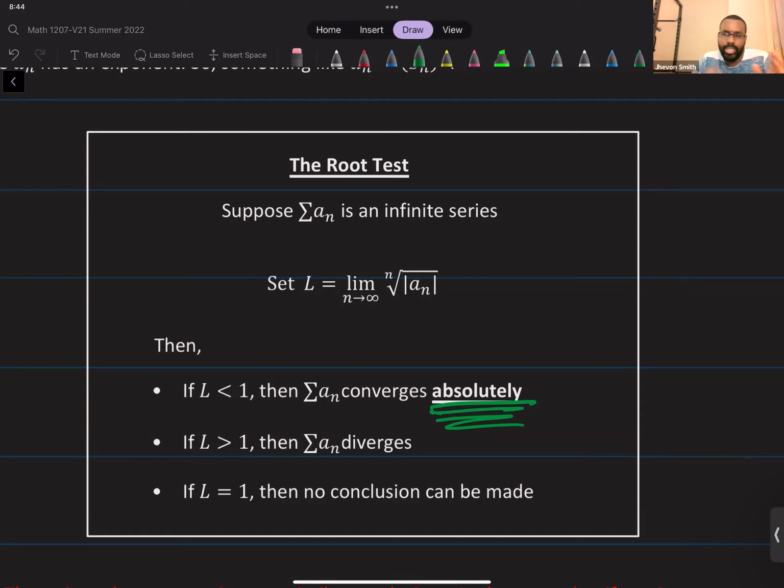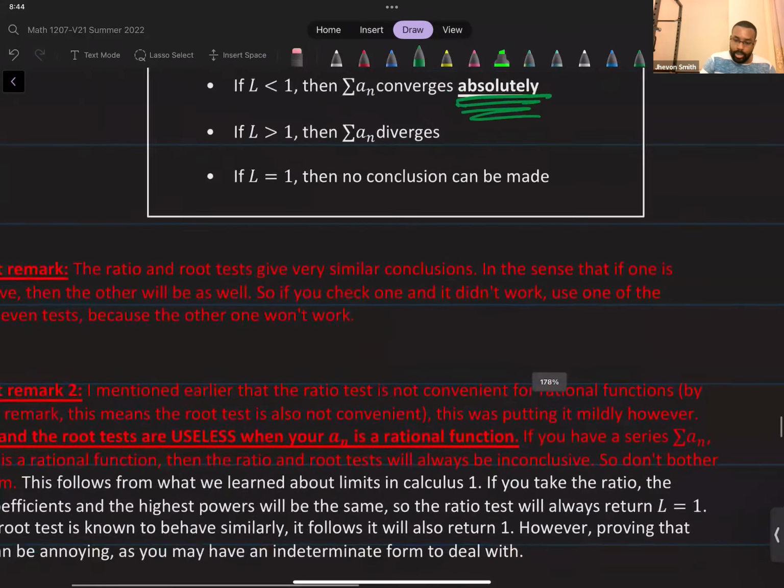So if you try the ratio test and you can't make a conclusion and you want to pick some other test to try, don't pick the root test. The root test and the ratio test will always give you the same conclusion. The root test will always give you a less than 1 when the ratio test does. It'll always give you a greater than 1 when the ratio test does. It'll always give you equal to 1 when the ratio test does, and vice versa. So they go hand in hand, right?